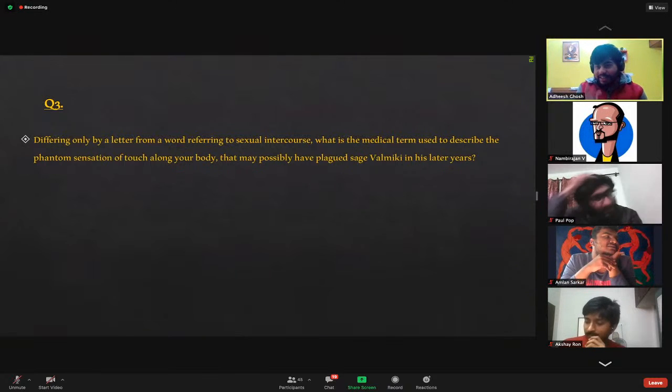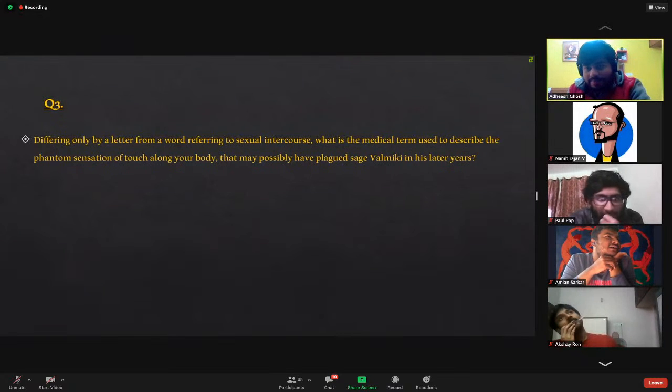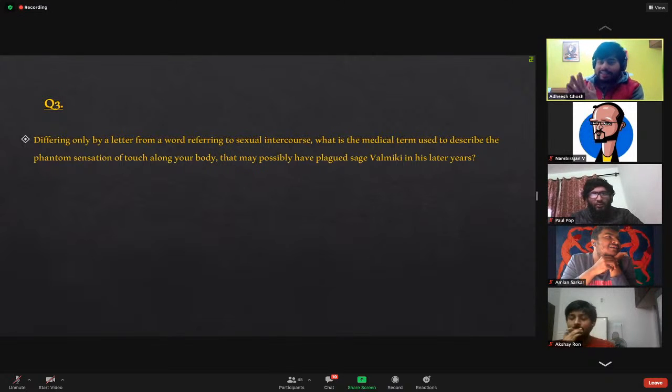It's not changed to the next letter, it's changed to the previous letter. So you have a word meaning sexual intercourse, there is a letter there. That letter is being changed to the letter before it in the English alphabet. So that is your cue, or clue rather. And this is a star mark question, so I'll leave you with that.